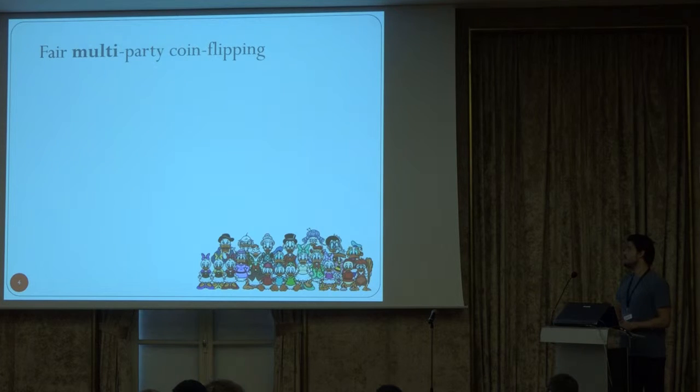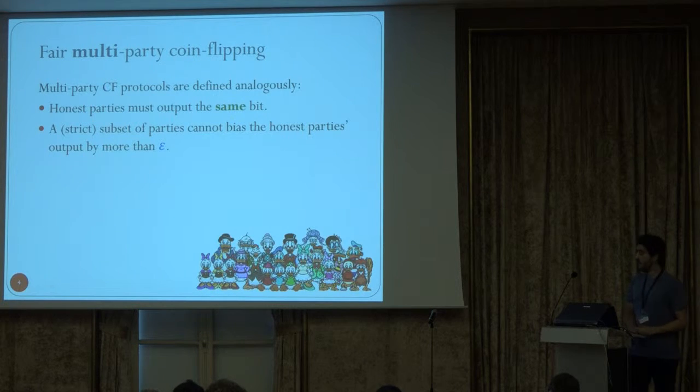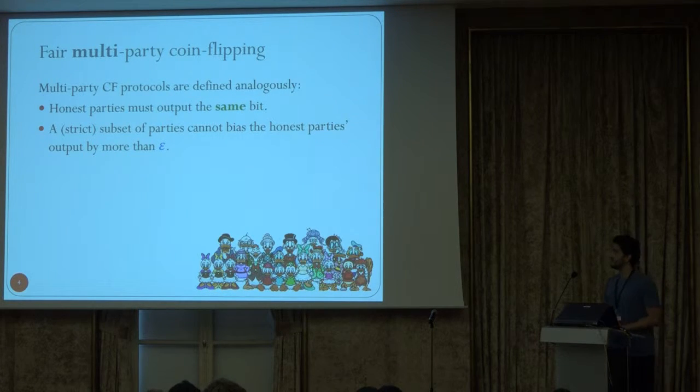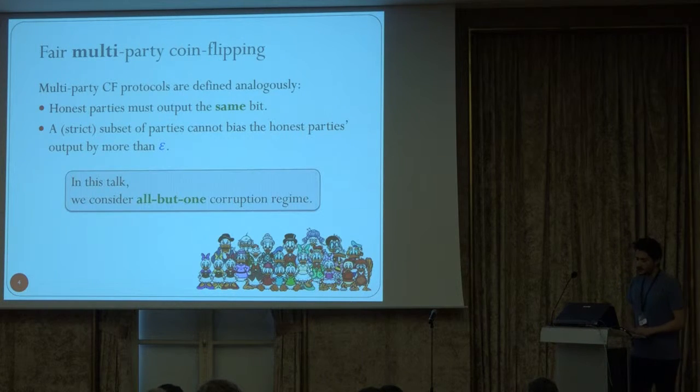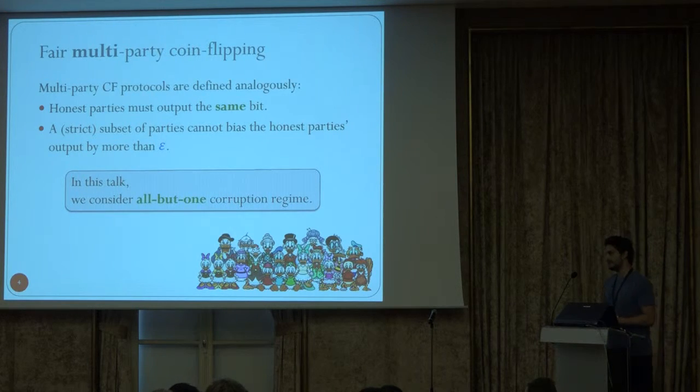Now we look at multi-party protocols, which are defined analogously. The honest parties must output the same bit at the end of the execution, and a strict subset of parties cannot bias the honest party's output by more than epsilon. In this talk, we considered the all but one corruption regime. So all of the parties try to attack, to bias the output of a single honest party.